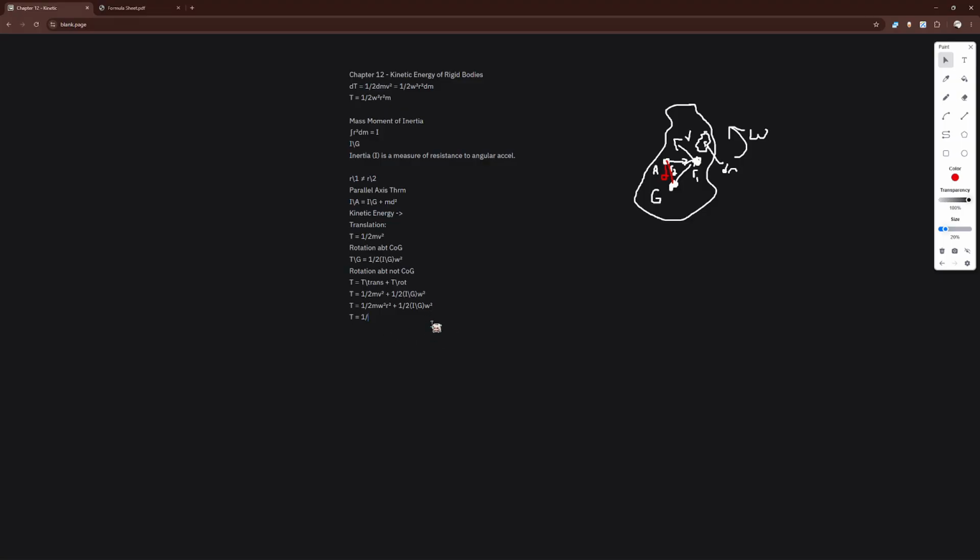T is equal to half omega squared mr squared plus Ig. And what are we noticing here? Ig plus mr squared. Well, that looks a lot like the parallel axis theorem, right? So we can just replace this with I about any point. We're going to call that point A, right? So that is our equation, half omega squared IA. This is for rotation about A. It's the exact same thing as rotation about the center of gravity. You just have to prove it.